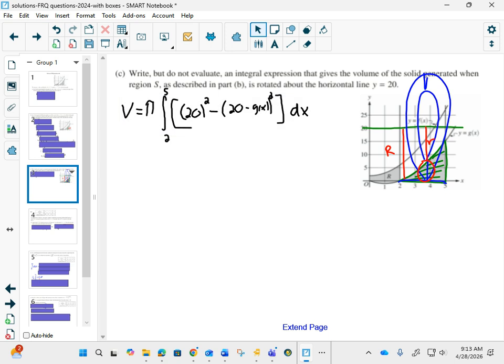So when we go to write this out, here's our big radius. I'll put a big R over this one. Again, pi r squared minus pi. Here's our little radius.